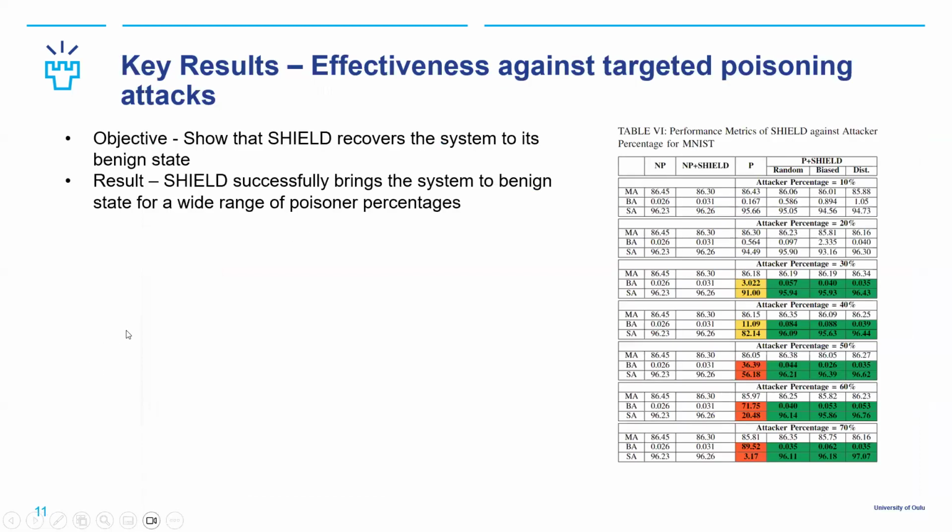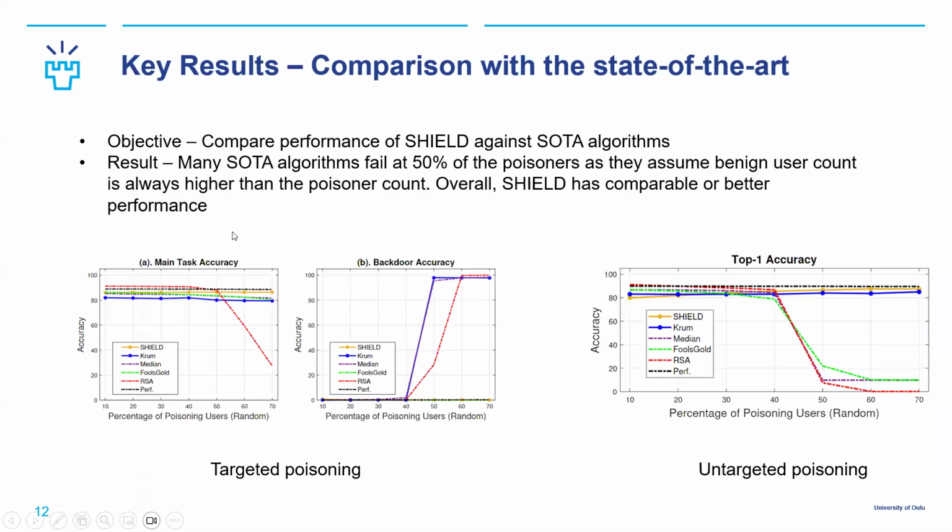As the key results of our research, we can present for different poisoner configurations like random, biased, and distributed, and for different poisoner percentages, we can see that the solution recovers the system to the benign state for each poisoner configuration and percentage. We also compare our results to the state-of-the-art algorithms for targeted poisoning attacks and untargeted poisoning attacks. The results show that it either performs better or achieves comparable accuracy with the state-of-the-art algorithms.